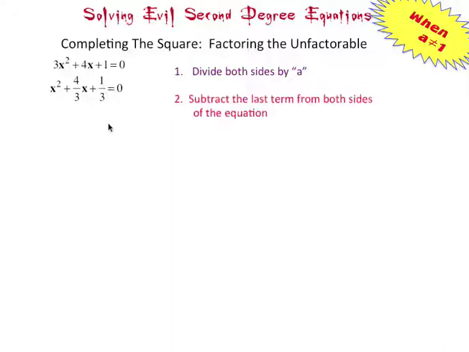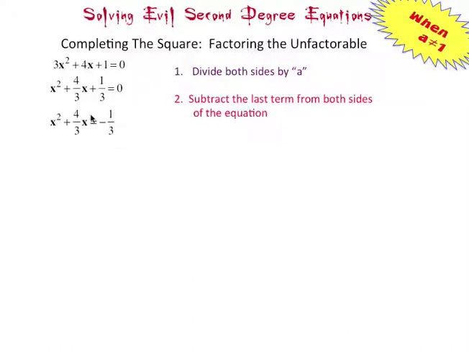Okay, so solving evil second-degree equations when a is not equal to 1, completing the square, or factoring the unfactorable. All right, here you have 3x squared plus 4x plus 1 is equal to 0. I want to get rid of that 3, so I'm going to divide everything by 3, so that gives me x squared plus 4/3 x plus 1/3 is equal to 0. All right, now I want to get rid of that 1/3, so I'm going to subtract 1/3 from both sides. And that gives me x squared plus 4/3 x is equal to negative 1/3.